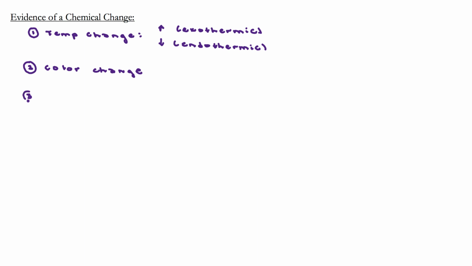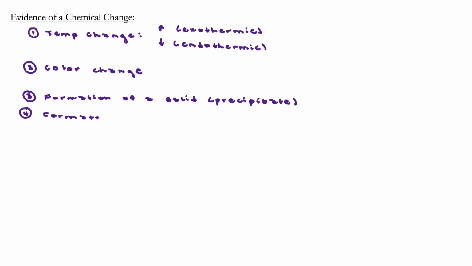The third evidence is the formation of a solid. And we call that solid a precipitate. So if you have 2 solutions that are being combined together and all of a sudden a solid forms, a precipitate forms, we know that a chemical reaction or a chemical change occurred. And the 4th evidence of a chemical change is the formation of a gas. And if that occurs in a solution, what you would see with your eyeballs is you would see bubbles forming.